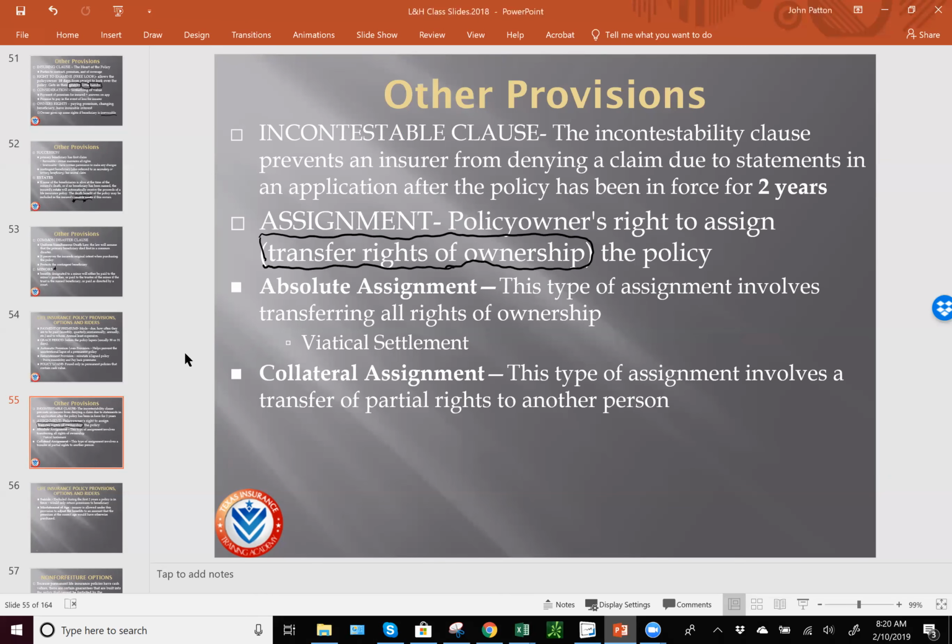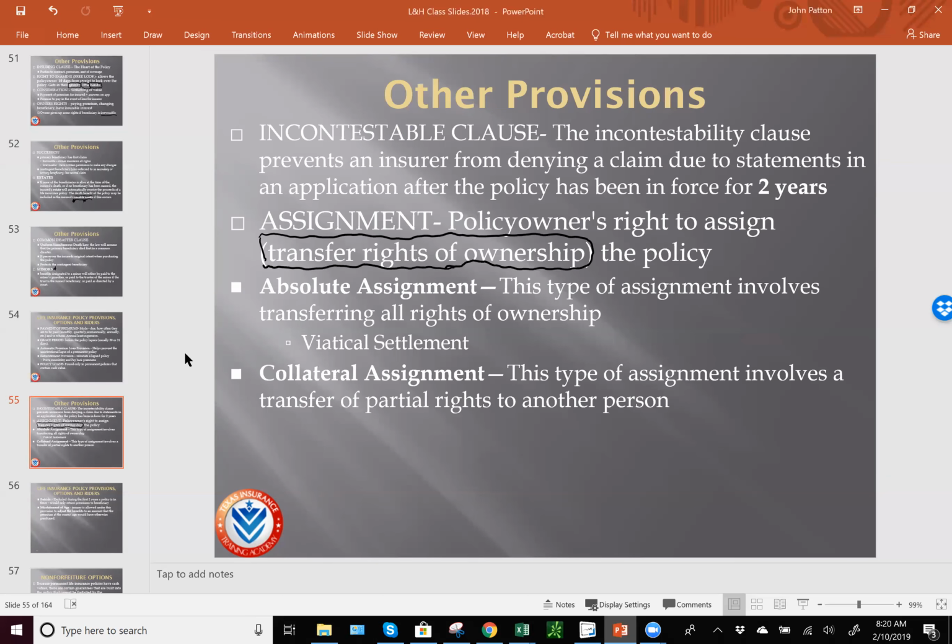Or another way that we learn about is a viatical settlement. Viatical settlements are third-party contracts where the insured has a terminal illness and they do an absolute assignment of their policy over to a viatical company. And in return, the viatical company gives them a percentage of the face amount. So that's a complete and permanent transfer of all rights in a policy.